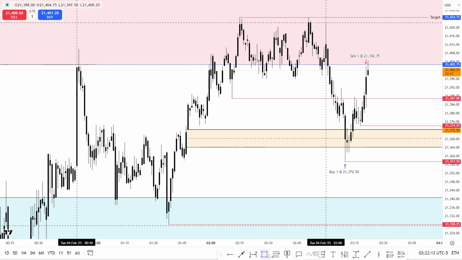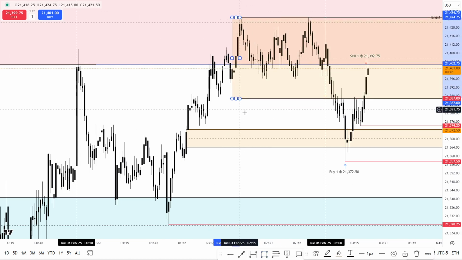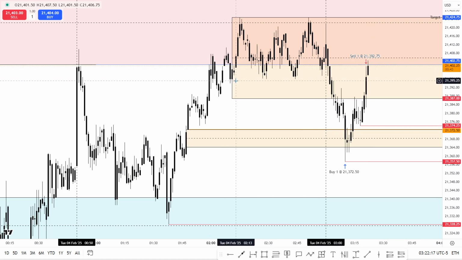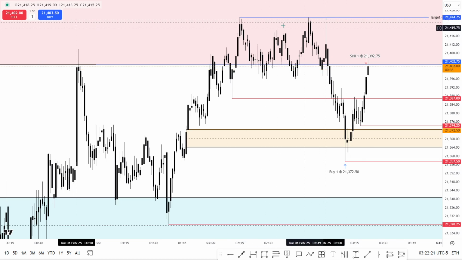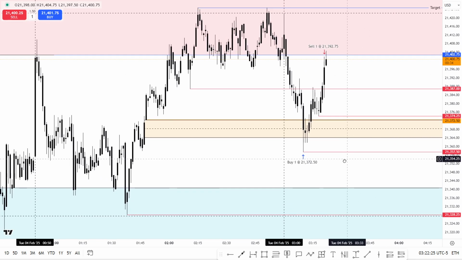So we've traded back into 50% of that range right there. We've traded back into it. So the conceptual idea is not finished, but we could see it tag these buy side. And we did tag the swing. We caught the swing low for the 3 to 4 o'clock hour.